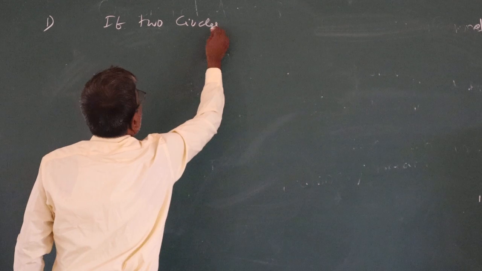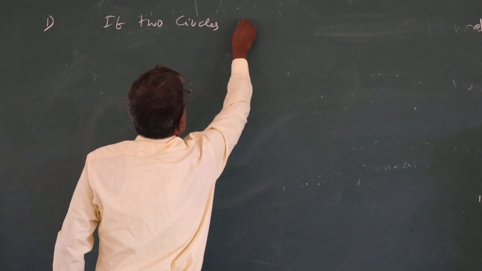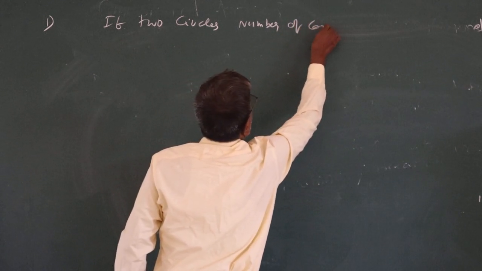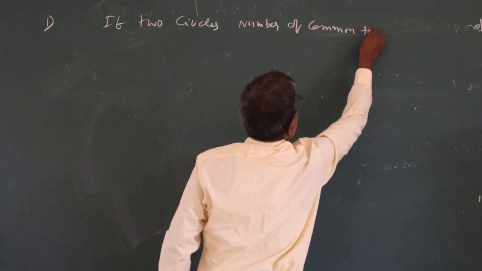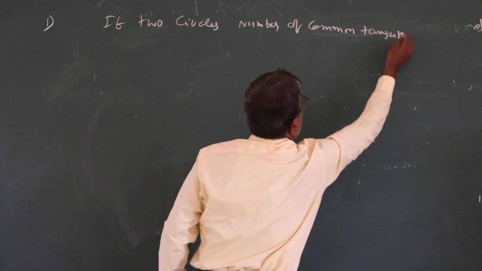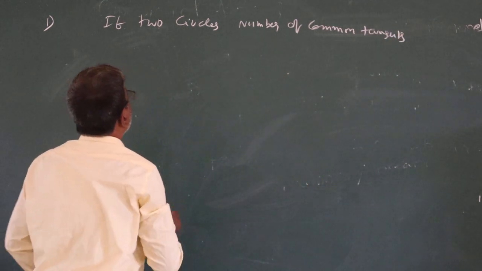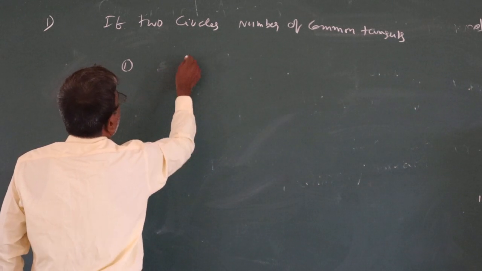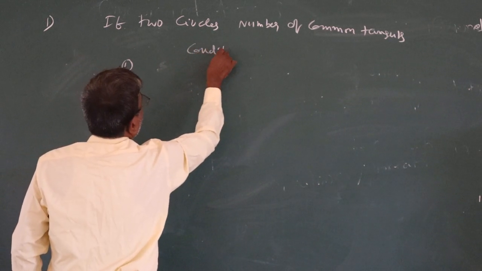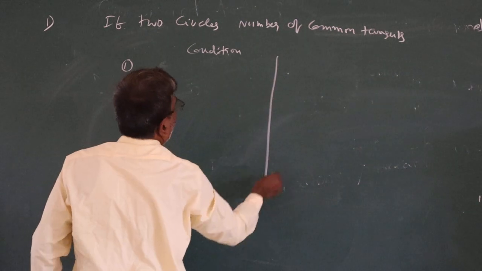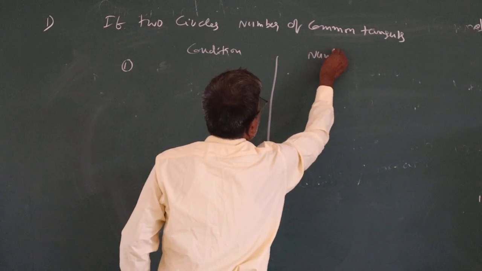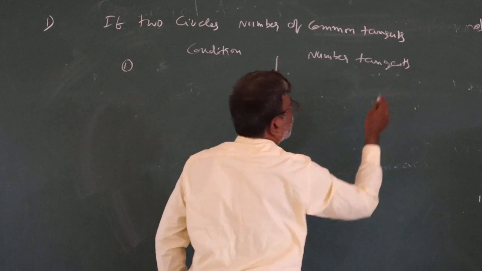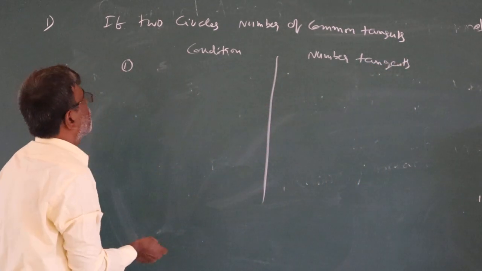circles, so number of common tangents. This is a very important shortcut, number of common tangents. First, there are the cases, condition and number of tangents. This is asked so many times, this formula is asked so many times.